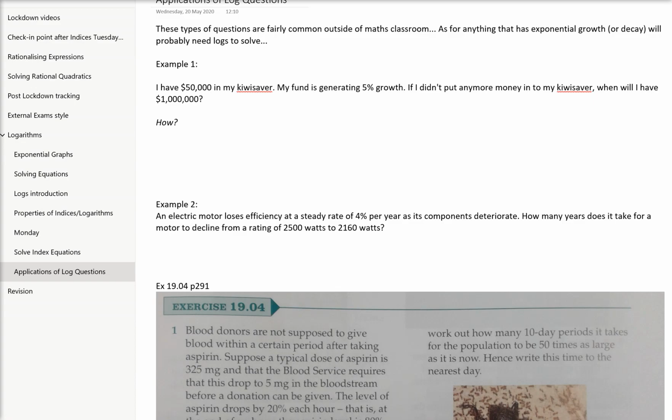So how do we solve that? Is there anything like we've been doing so far? Yes, but there is no equation. So what's the first thing we need to do? Make the equation. So we need to find an expression or an equation that models how much money is in my KiwiSaver. So how do we figure out how much is in my KiwiSaver?